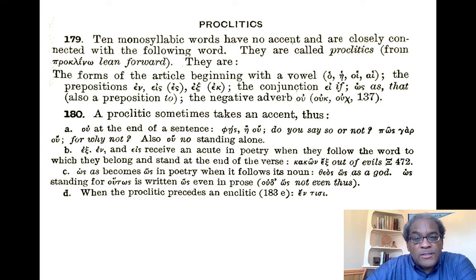And then hōs, as, becomes hós with an acute in poetry when it follows its noun. So, theós hōs, as a god. Likewise, hōs standing for houtōs is written hós with an acute even in prose. Oud' hós, not even thus. And finally, when a proclitic precedes an enclitic, it receives an accent, en tisin, among them, or among someone.